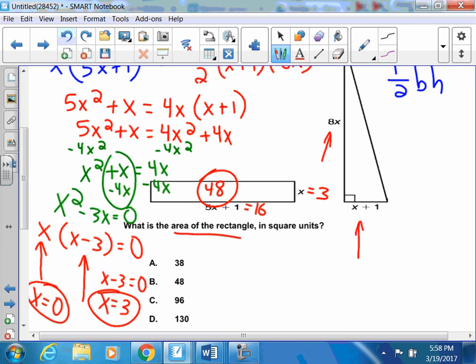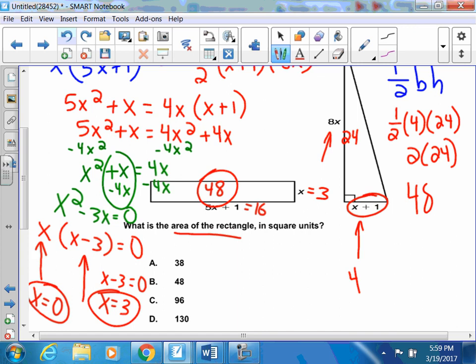Okay, so plug in 3. 8 times 3 is 24. This would be 24. Plug in 3 here, and you get 3 plus 1 is 4. So if you do half, base is 4, height is 24. Half of 4 is 2. 2 times 24 is 48. So the area would be 48 for both of those. So the answer is going to be B.